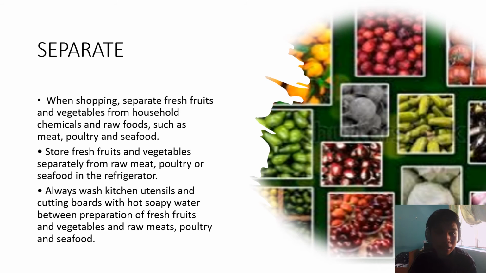Okay, thirdly is separate. First, when shopping, separate fresh fruit and vegetables from household chemicals and raw food, such as meat, poultry, and seafood. Number 2, store fresh fruit and vegetables separately from raw meat, poultry, or seafood in the refrigerator. Thirdly, always wash kitchen utensils and cutting board with hot soapy water between preparation of fresh fruit and vegetables and raw meat, poultry, and seafood.